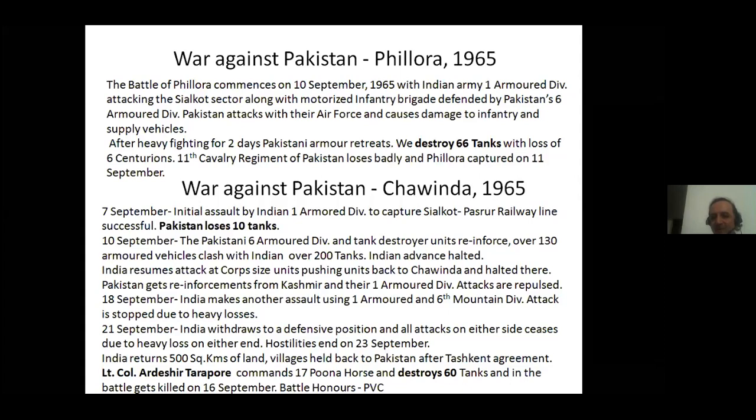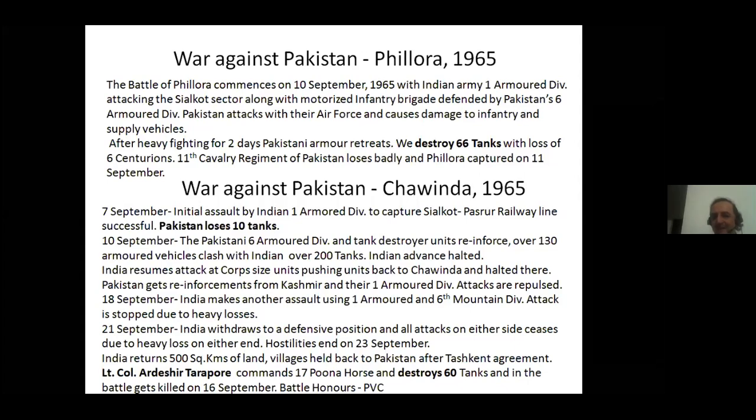Of course, Pakistan has its air force coming into play here, but it doesn't cause heavy damage to the Indian armored divisions, though it does cause some damage to the infantry support vehicles. And after 2 days of heavy fighting, we see that Pakistani armor retreats, but eventually we end up destroying 66 tanks. We do lose some tanks, of course.